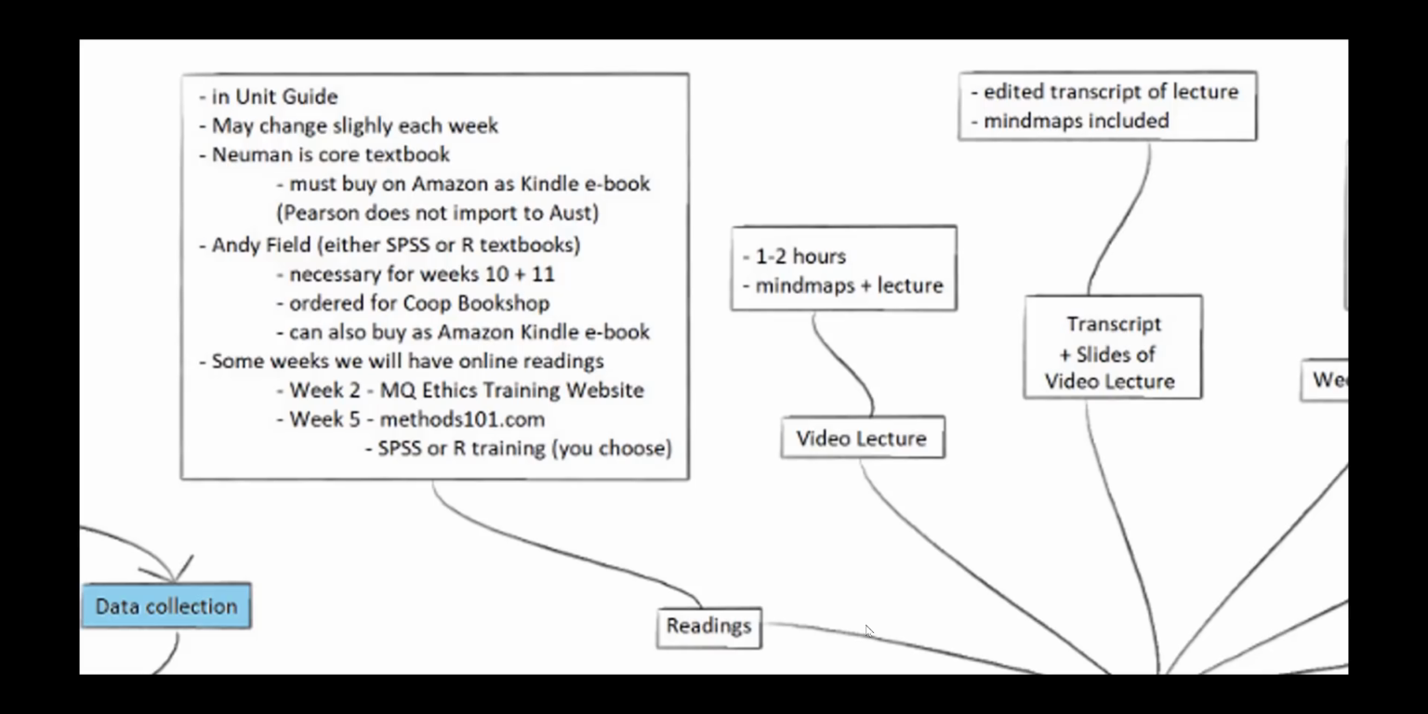In week 5, another website will be used. It's called methods101.com, which we've been developing here at Macquarie Uni, and it includes training on SPSS or R. You get to choose.